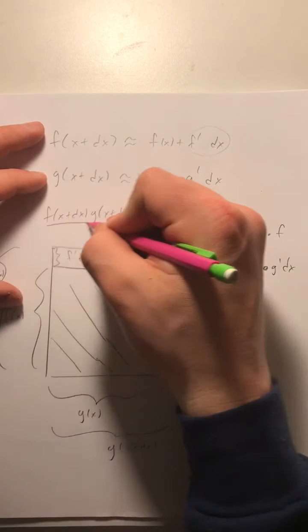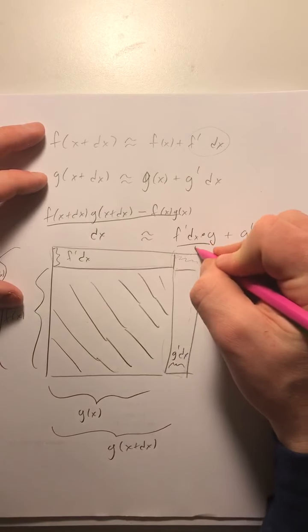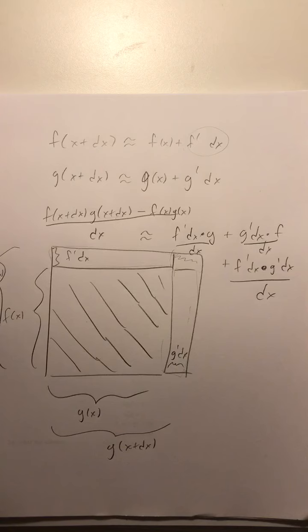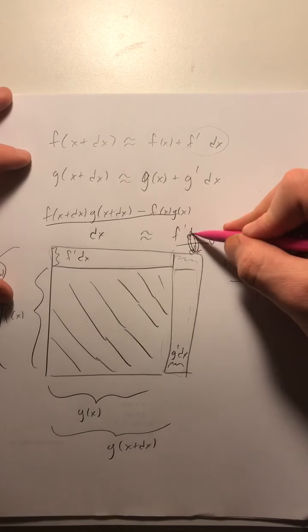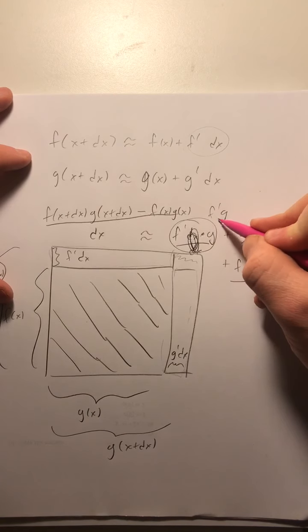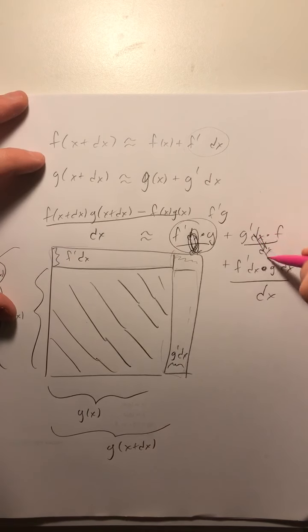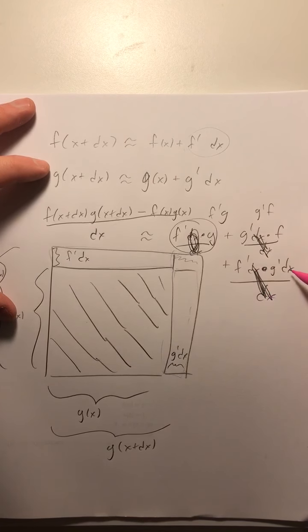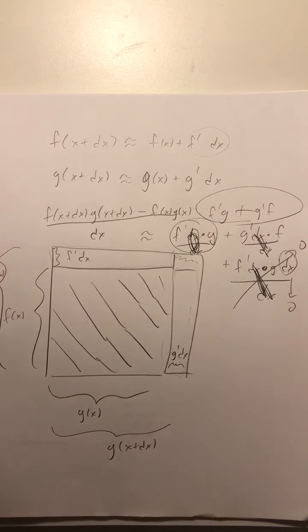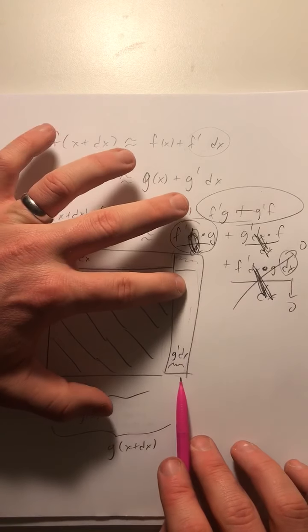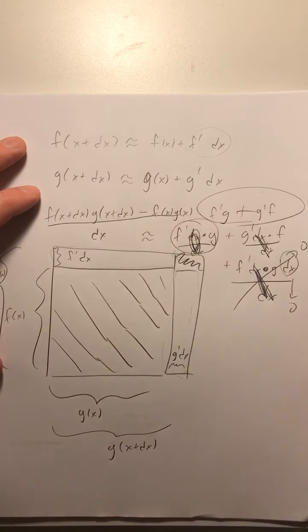Now I want to divide that by dx and take the limit as dx goes to 0. Okay? So over here, this part cancels, and when I take the limit as dx goes to 0, this part just stays f prime g, because there's no dx that's changing. Over here, this cancels, and I get g prime f. Over here, this dx will cancel with that one, but this one's still going to 0, so this entire term goes to 0. And there's my derivative. So I have this piece that matters, this piece that matters, and this piece that doesn't.